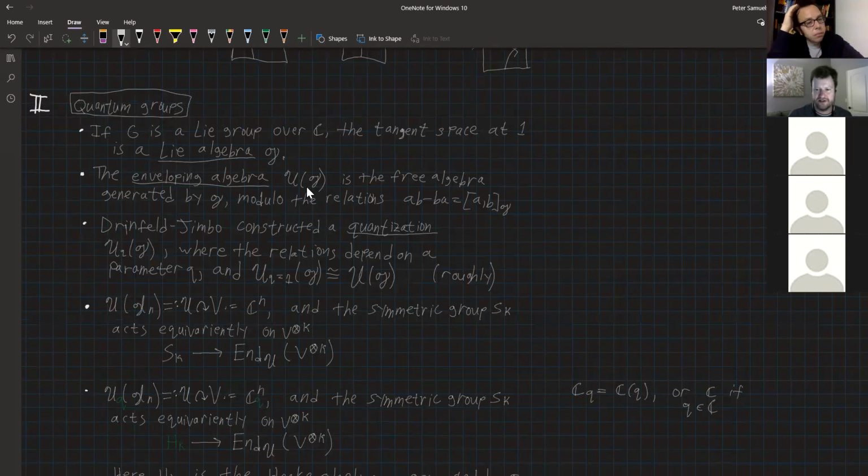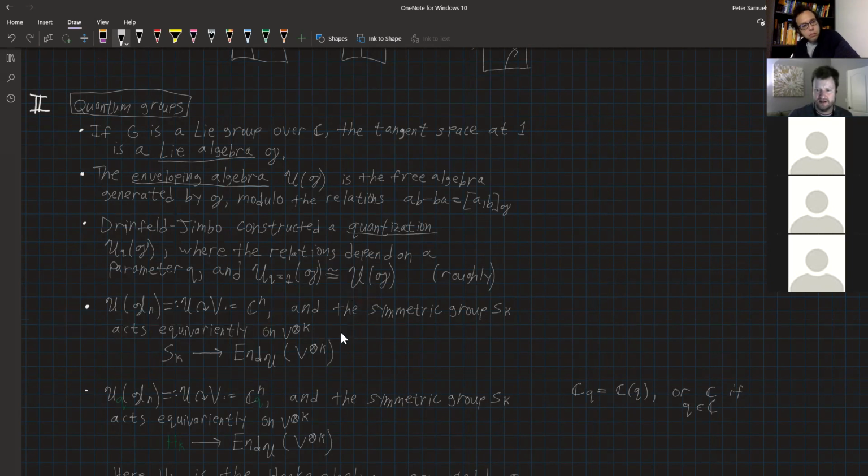Roughly, it's a deformation of this enveloping algebra where the relations depend on some formal parameter Q. If you set Q equal to 1, then you basically get the enveloping algebra of the Lie algebra back. And a lot of the representations also deform. So, say, for GL_n, it acts on C^n, obviously.